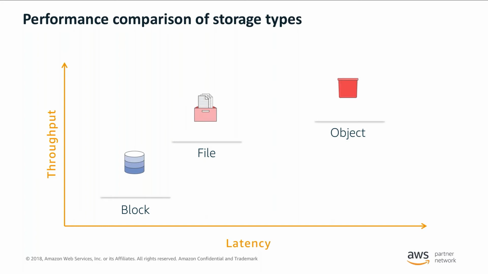Moving to the right, file storage is generally designed for low, consistent latencies, but also is designed to scale to tens of gigabits per second of throughput. And finally, object storage provides the highest levels of throughput scalability, but isn't designed for latency-sensitive applications.